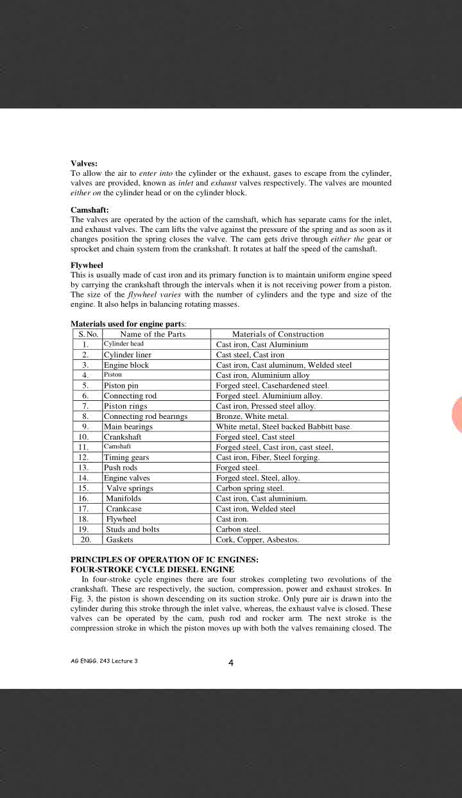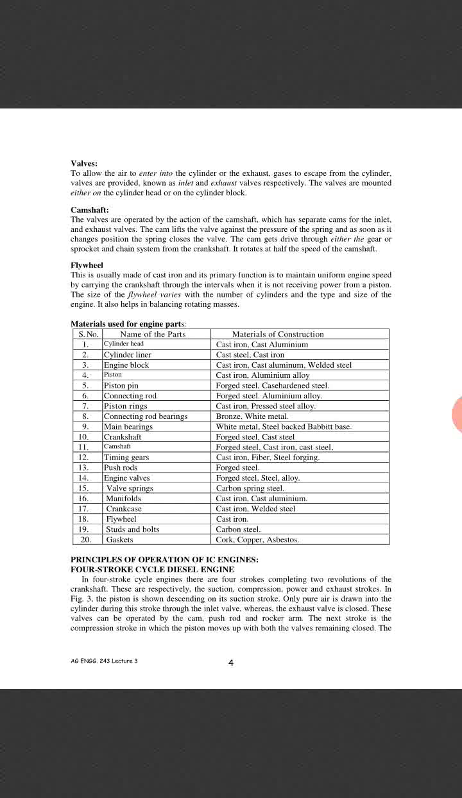Next important component is the flywheel. This is usually made of cast iron and its primary function is to maintain uniform engine speed by carrying the crankshaft through the intervals when it is not receiving power from a piston. The size of the flywheel varies with the number of cylinders and the type and the size of the engine. It also helps in balancing rotating masses.